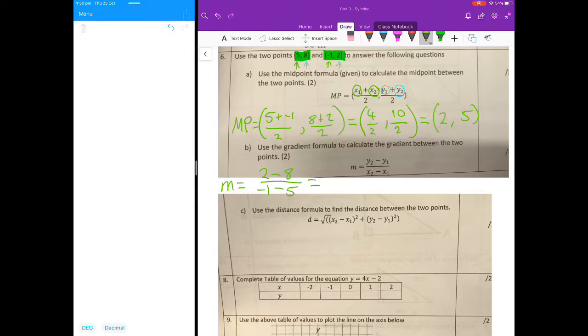Now, 2 minus 8 is minus 6. And minus 1 minus 5 is minus 6. Minus 6 divided by minus 6 is 1. And that is our answer.